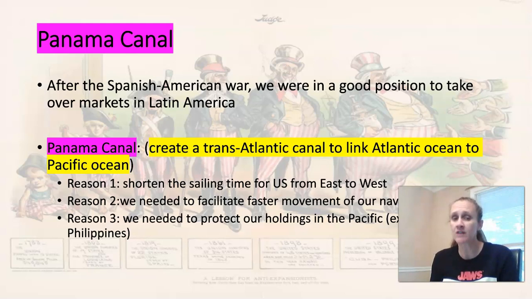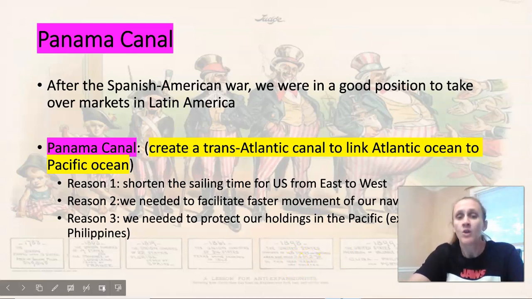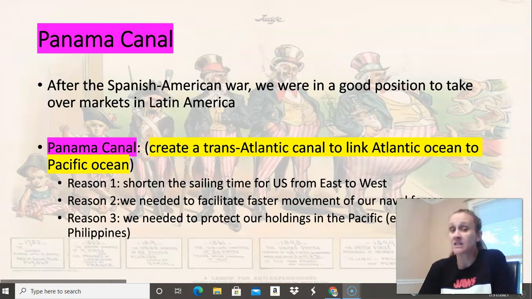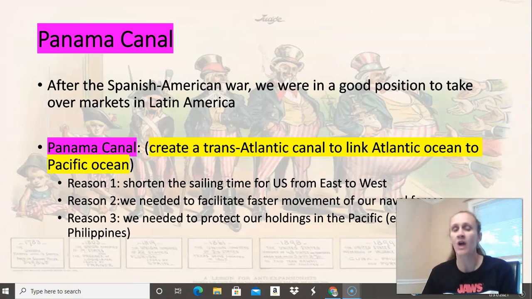And we do this for several reasons. Three of them are listed in this PowerPoint. Okay. Reason number 1, it shortens the sailing time from the Atlantic to the Pacific Ocean and vice versa. This way we don't have to sail all the way around the bottom part of South America. We also need to be able to move our naval fleet faster, more efficiently. And this allows us to do it. It saves us a lot of time and wear and tear on our ships.